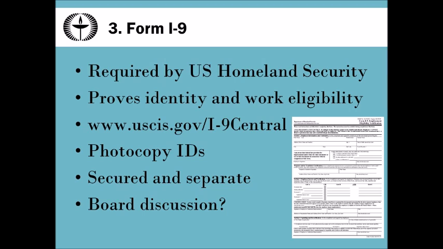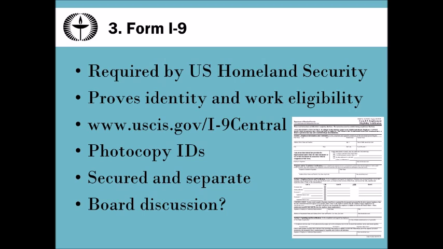To prove identity and work eligibility, the I-9 form gives you a number of documents that will serve those purposes. For example, a U.S. passport proves both identity and work eligibility. It proves that you're a United States citizen, so you can work here, and because it has a picture of you, and it's been certified by the government, it shows who you are.